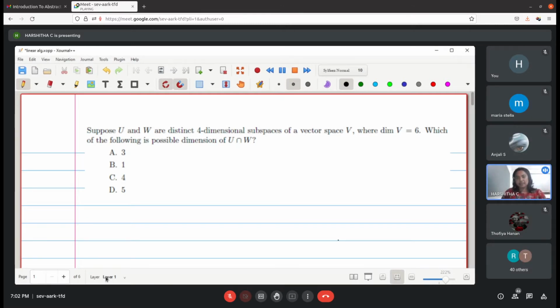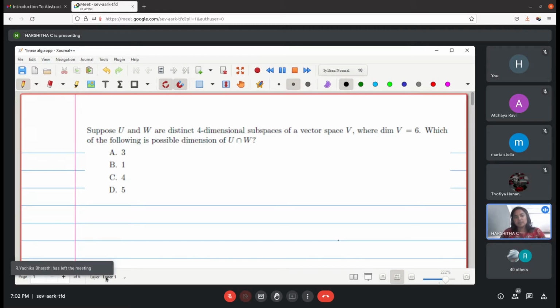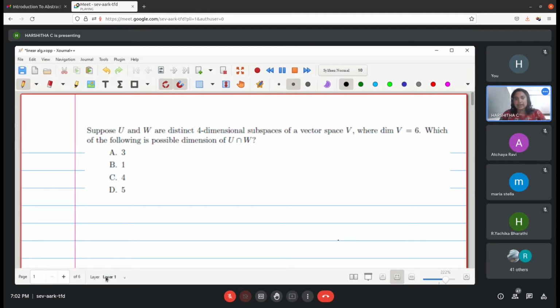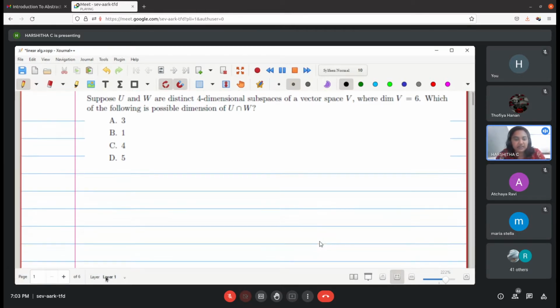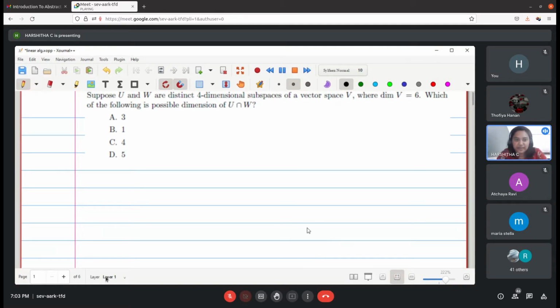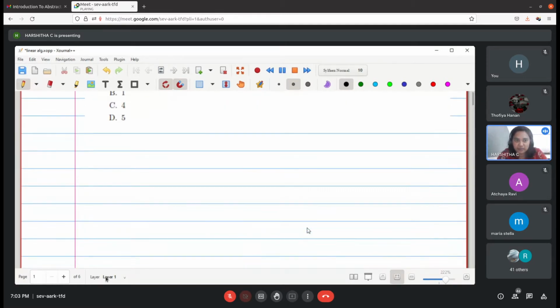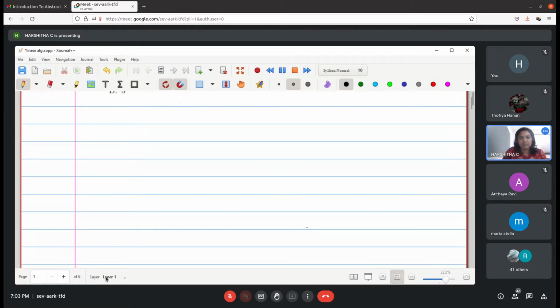We have a vector space V and the dimension of V is given to be 6, and we have two subspaces U and W, and it's asking what is the possible dimension of U intersection W. So let us look at a few examples before we jump into this problem. Let's just look at some visual pictures to understand what is happening.